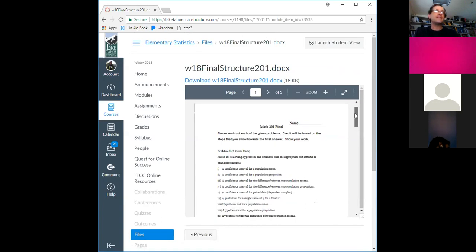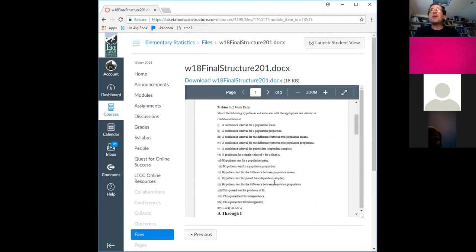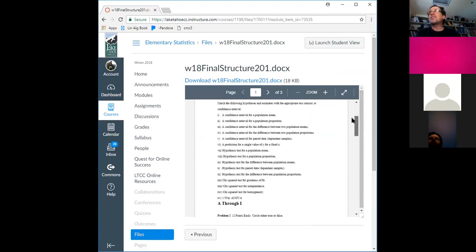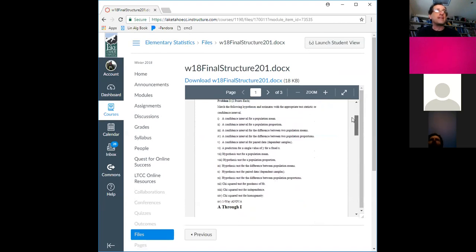The font is small, sorry about that, but you'll be able to make it big when you look at this. What I've done is I've taken the final, just like I did with the midterm, and I have cut out the parts I don't want to tell you and left the rest. The first question is match the following hypotheses and estimates with the appropriate test statistic or confidence interval. This is a lot of points and really important. There's an A through I on this one. It's a matching question, basically, multiple choice, but with lots of choices. So guessing is not going to be very productive, but don't leave it blank. You might as well guess if you have no idea. But instead, you really want to practice these, and I'll show you a tool I made to practice that.